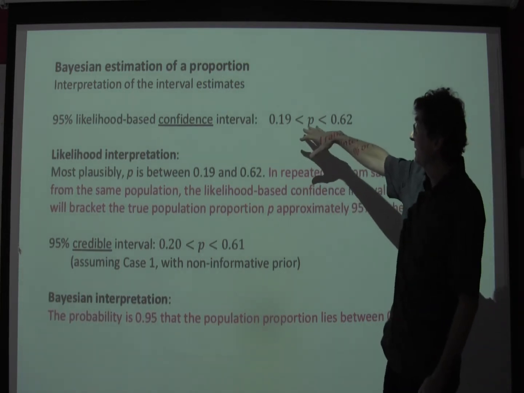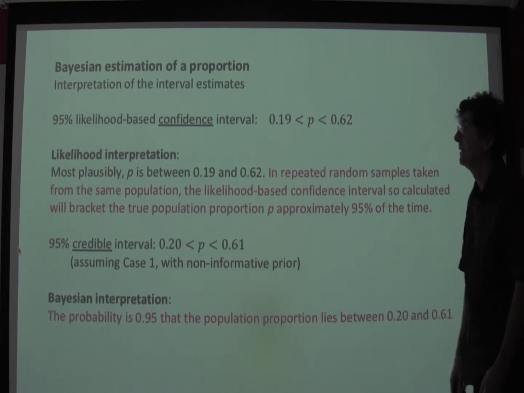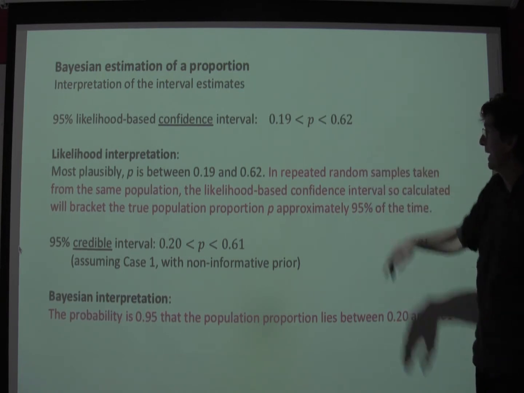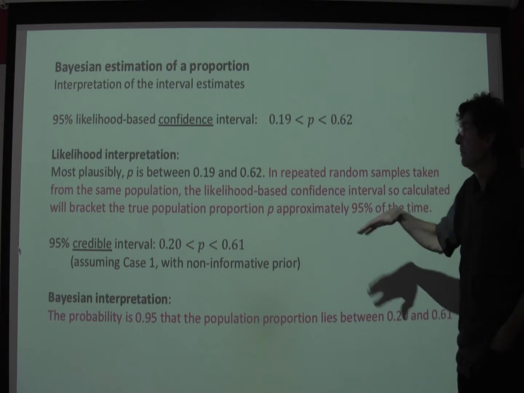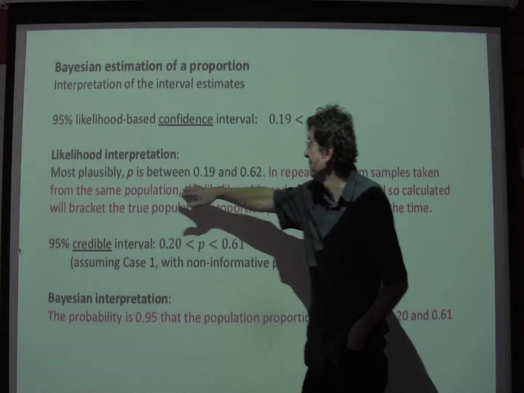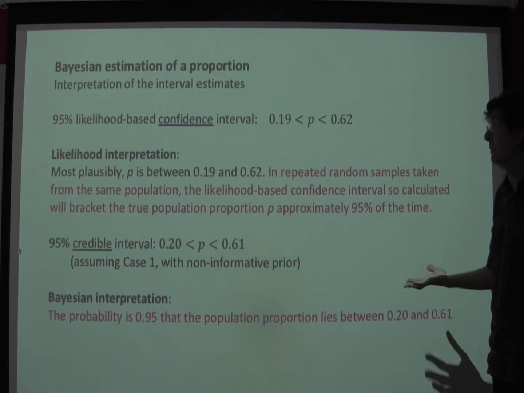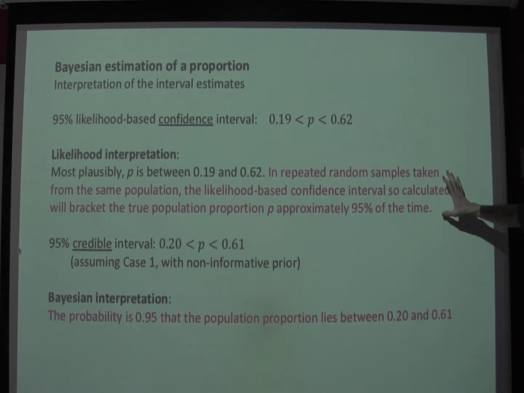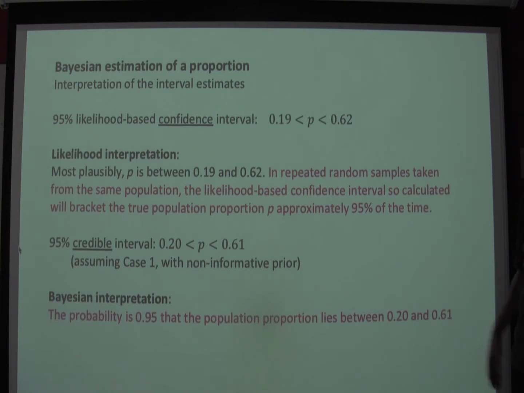So under frequentist statistics, we generate a 95% likelihood-based confidence interval. And that's what we would get. The interpretation is a sort of folksy one: most plausibly, P is between 0.19 and 0.62. But here's what it really means. In repeated random samples taken from the same population, the likelihood-based confidence interval calculated would bracket the true population P approximately 95% of the time.